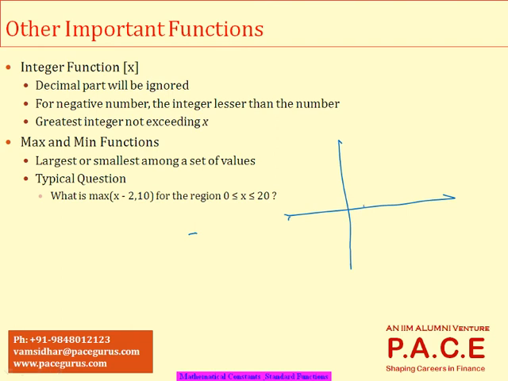So let's say 1, 2, 3, and here I put 12, 13, like this. Up to 12, right from 0, the value is 10. But after that, the value becomes 11, 12, 13, and so on. So this would be the graph associated with max of x minus 2 and 10 for the region 0 less than or equal to x less than or equal to 20. It's nothing but substituting the values and doing the appropriate calculation.